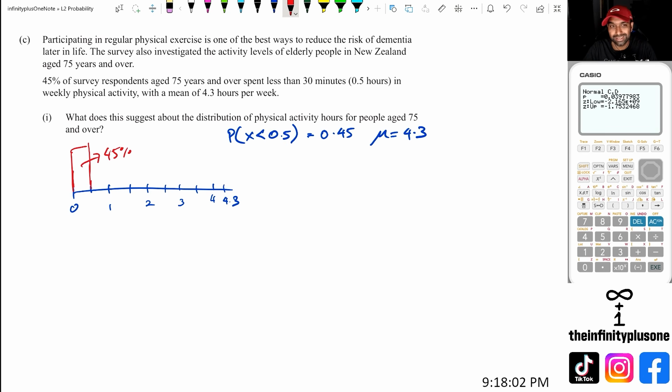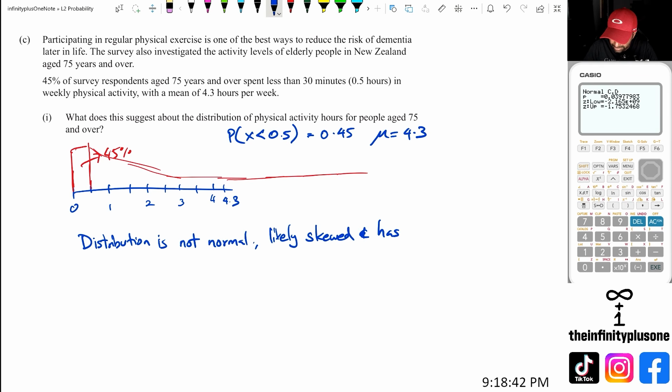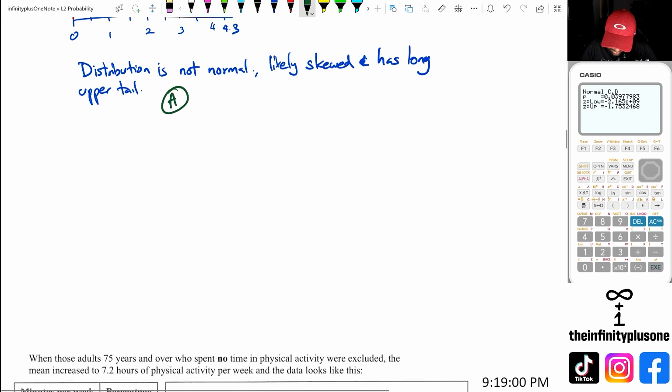All right, so we can clearly see that this is not normal. And if your average is at 4.3, then you probably got a shape like this, where it's going to be dragged out to the right. So you can say that the distribution is not normal, and we can also say that it's slightly skewed and has a long upper tail. Cool. So achieved: valid suggestion with comment on skewed distribution. And then let's go to part 2.